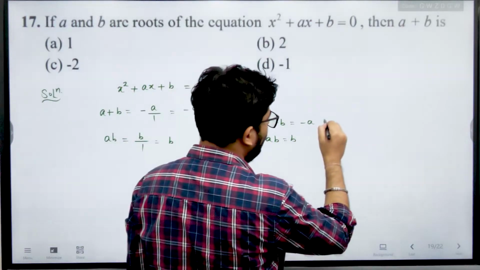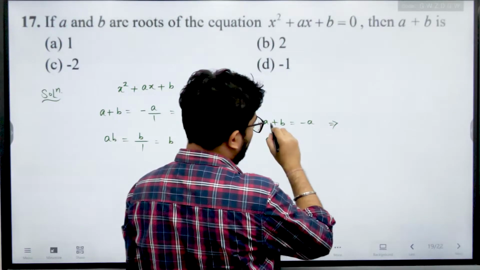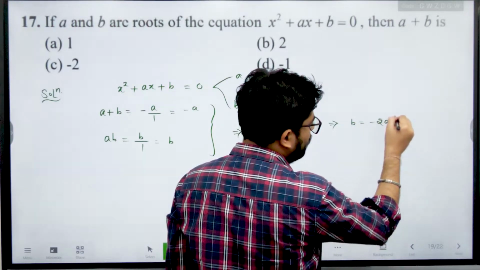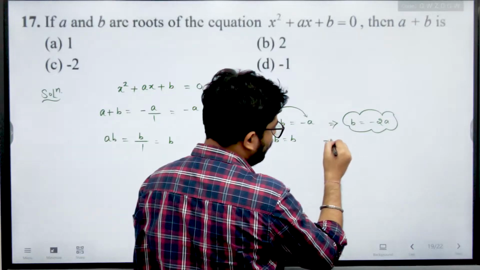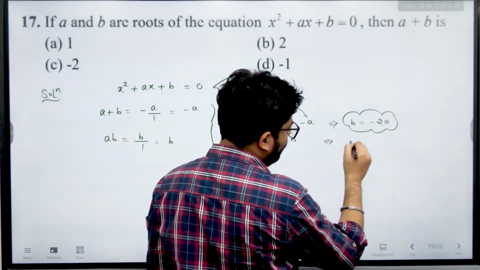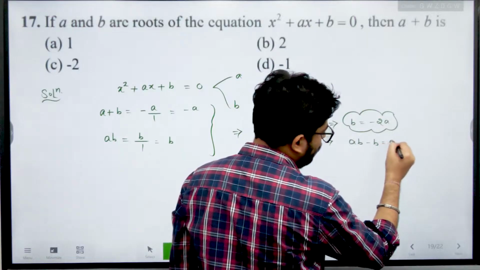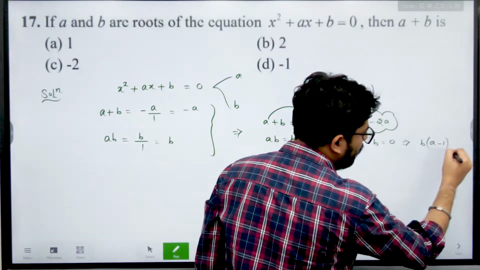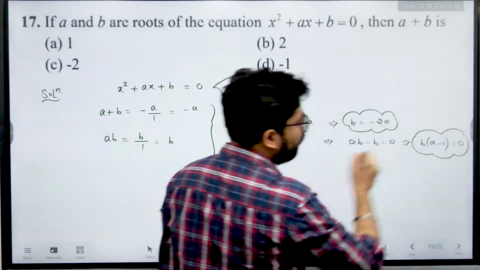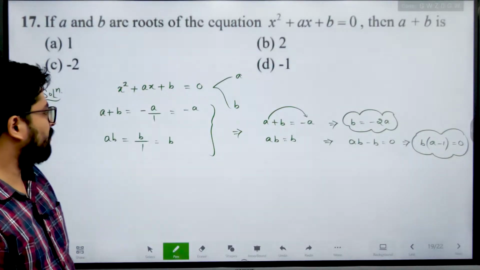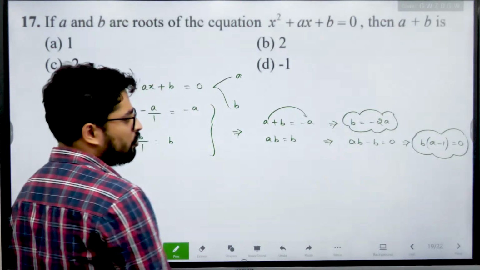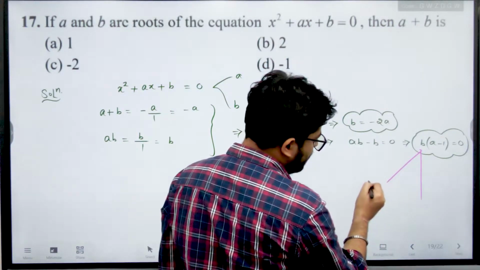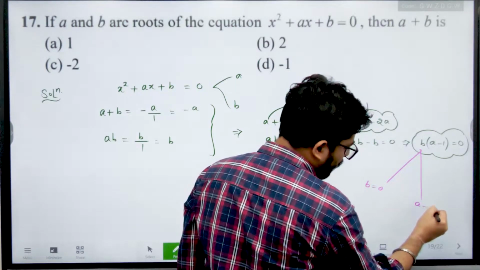Now from here, take a to the other side, so b is equal to minus 2a. When you simplify the second one, take b to the left side, so you will get ab minus b equal to 0. Now take b common, so b into a minus 1 is equal to 0. You have two possibilities from here: either b is equal to 0 or a is equal to 1.